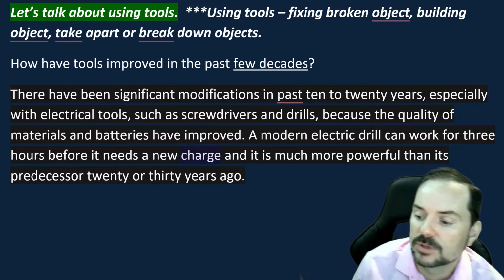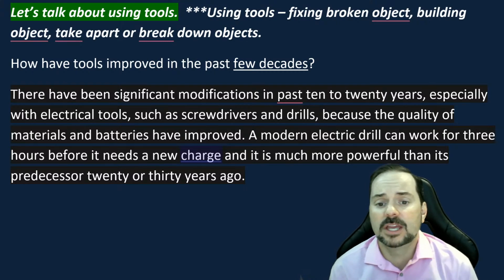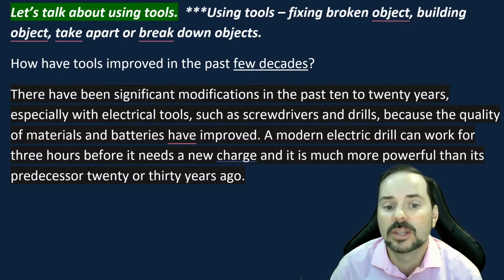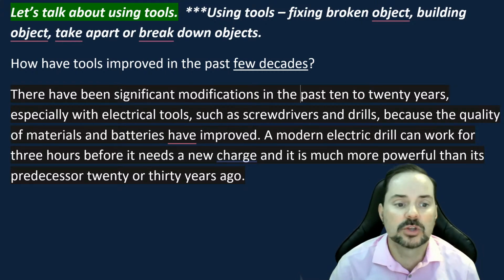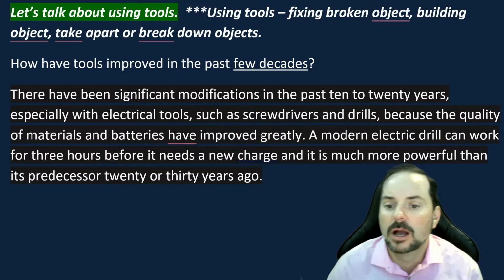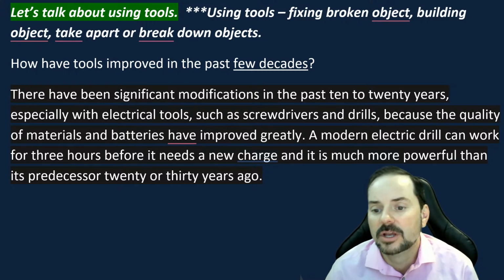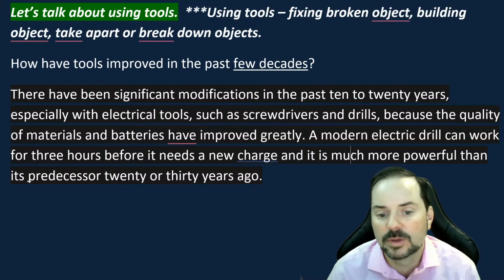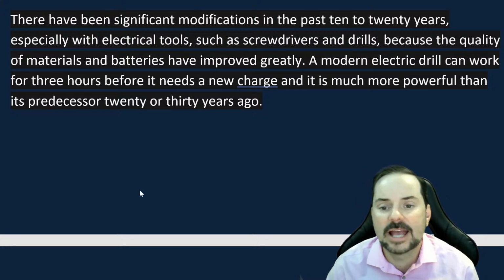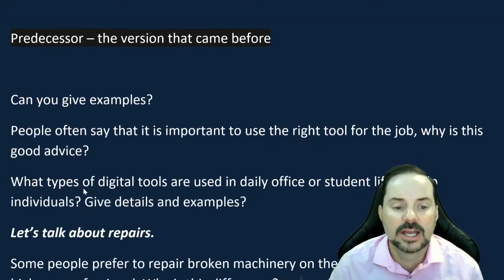Okay, so this would be your full sentence for that band 9, Machanmich. There have been significant modifications in the past 10 to 20 years, especially with electrical tools such as screwdrivers and drills, because the quality of materials and batteries have improved greatly. A modern electric drill can work for 3 hours before it needs a new charge, and it is much more powerful than its predecessor 20 or 30 years ago. All right, that's your answer and explanation. Now, there's no example, so you need to think of examples as well.